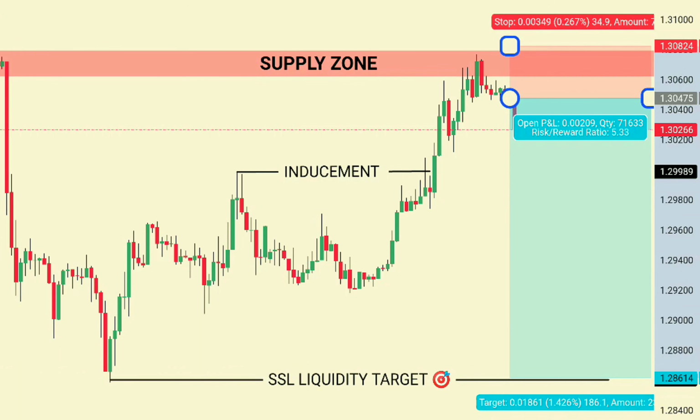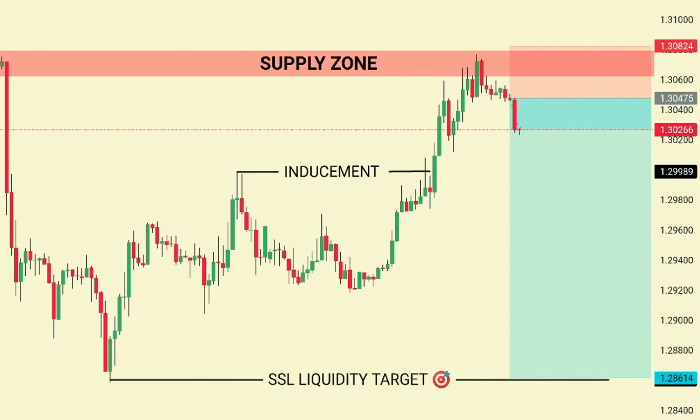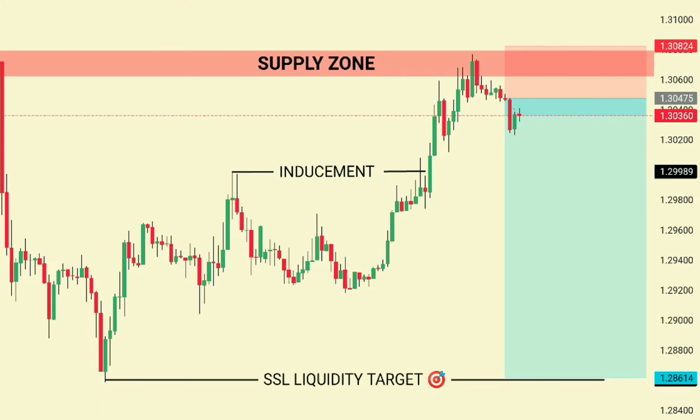After the entry, price slowly started printing consecutive bearish candles and continued moving toward the sell-side liquidity target. This is how higher time frame bias and lower time frame execution work together. The important thing in this setup was not just the entry, it was understanding the market intention behind the move.